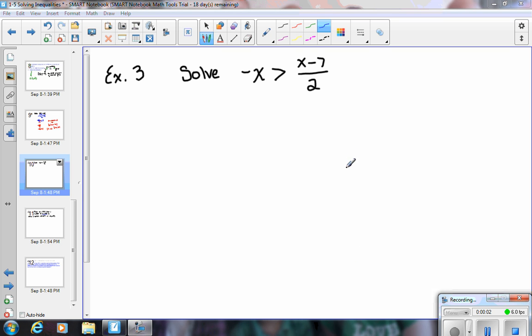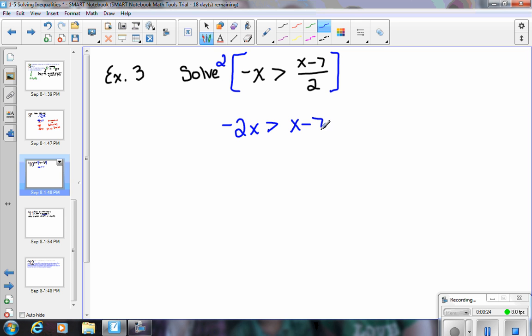On this next example, we need to solve for x. So just like we did with equations when we had fractions, we can use the idea of fraction busters. So on this, I want to get rid of this 2 down here. I'm going to multiply both sides of the inequality by 2. So I'll have negative 2x is greater than, the 2's cancel, and I'm left with x minus 7.